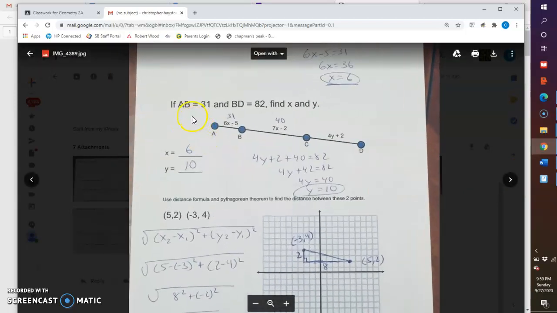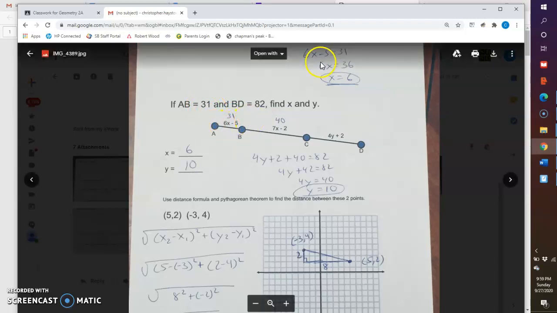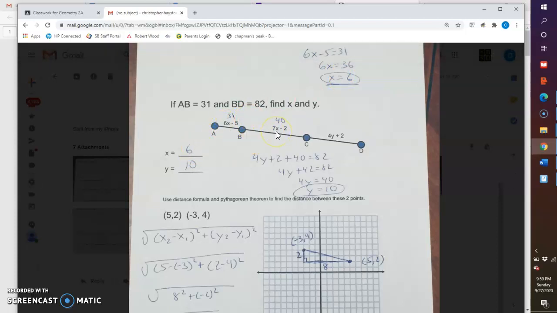All right, so the next one is the segment addition postulate in its execution and use. So here, AB is 31, so we know it's 31 right here as well. So I use that to solve for my x. 6x minus 5 equals 31, so my x equals 6. Since my x is 6, 7 times 6 is 42, minus 2 is 40.